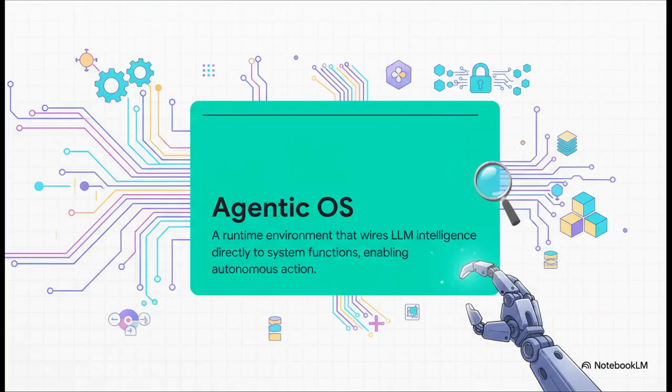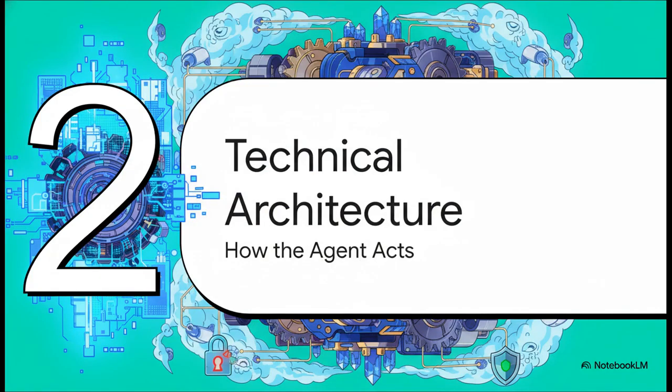At its heart, OpenClaw is what you'd call an agentic OS. It's basically a runtime environment that allows a large language model to not just think, but to actually act directly on your system. It wires the LLM's intelligence straight into system functions, empowering it to execute complex, multi-step tasks all on its own.